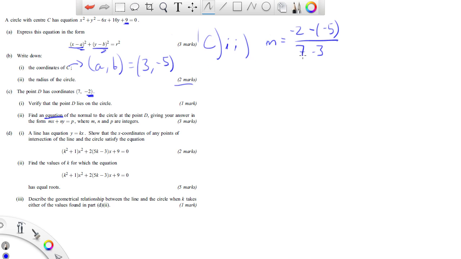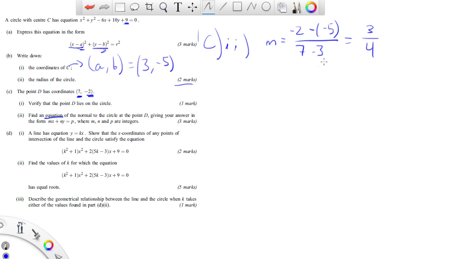And I have the change in x, the denominator here, as the x value for the circle. Sorry, for the point D, which is on the circle, minus the x value for the center of the circle. So this is going to be -2 plus 5, which is 3, 7 minus 3, which is 4.